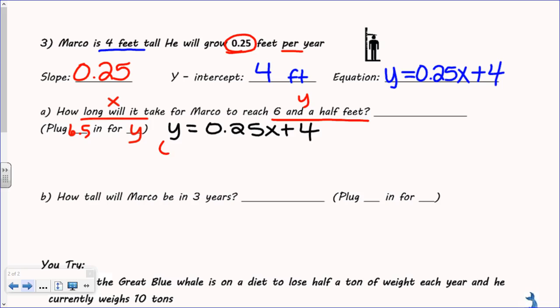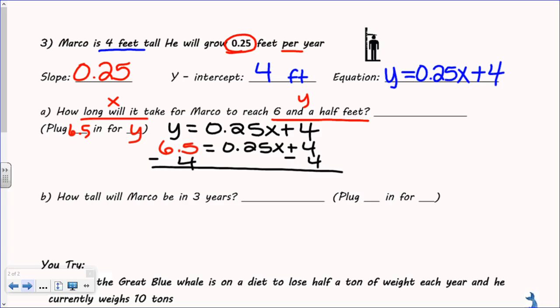So we plug in 6.5 is equal to 0.25x plus 4. And now we're just going to solve for x. So we're going to subtract 4 from both sides. We're left with 2.5 equals 0.25x. And then we're going to divide both sides by 0.25. And so now we're left with 10 is equal to x.